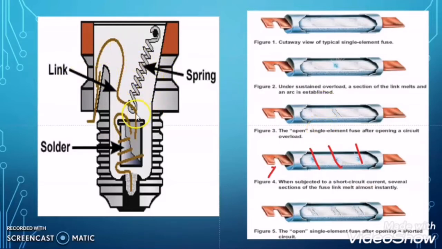Now, the time delay fuse. What is this? There is a spring, there is a solder, there is a link. During a short circuit, this link will melt out and it will disconnect the circuit instantly. It will not take time. But during overload, what will happen? This solder will melt and it will release the spring. So during solder melting, this will take time in overload. So it is taking time to melt. Okay, so this is a time delay fuse.